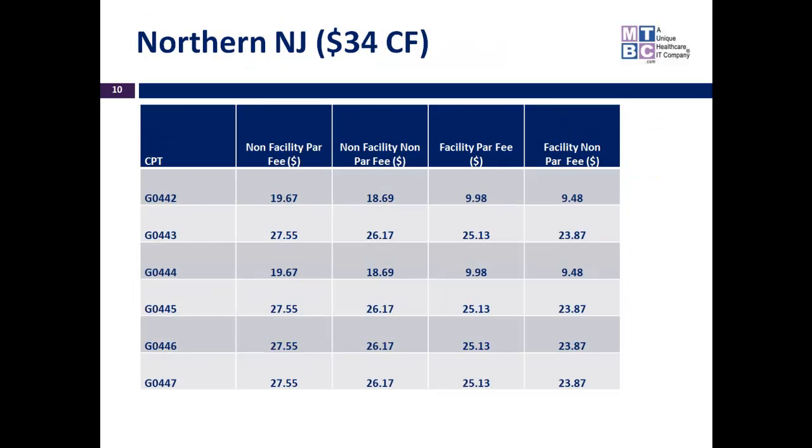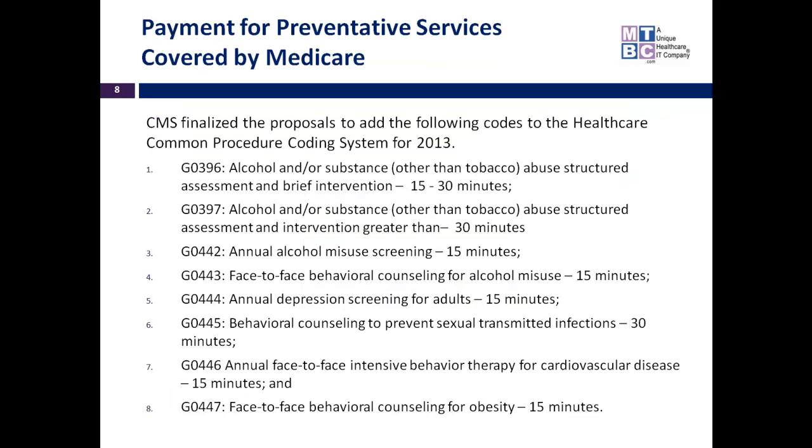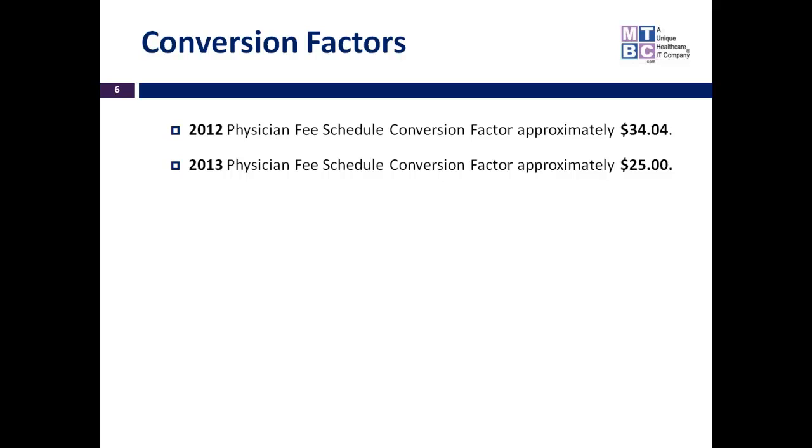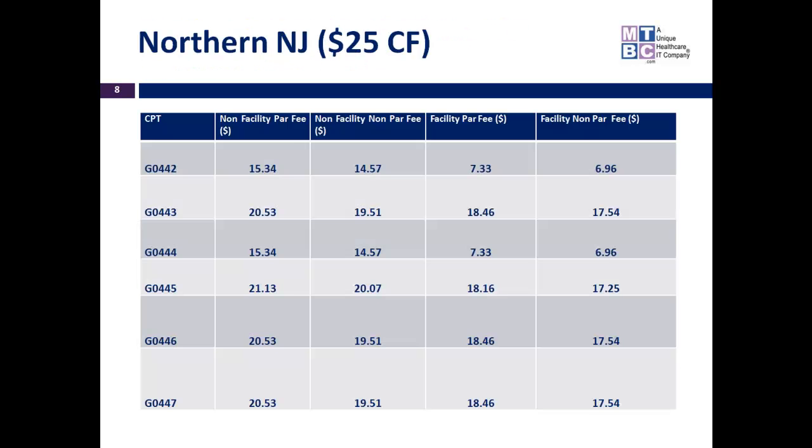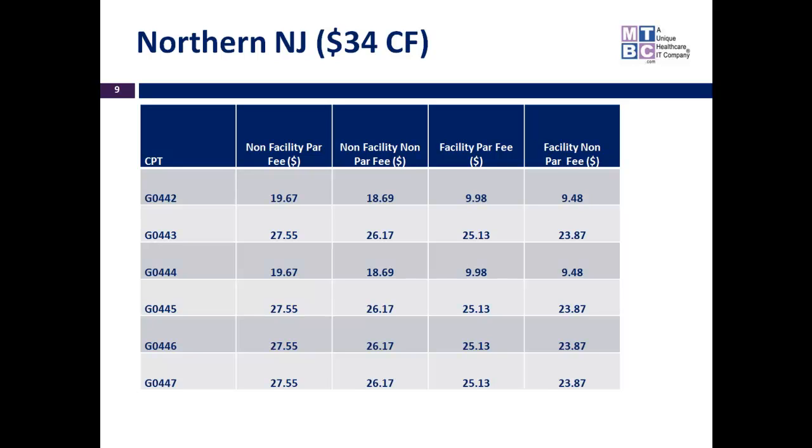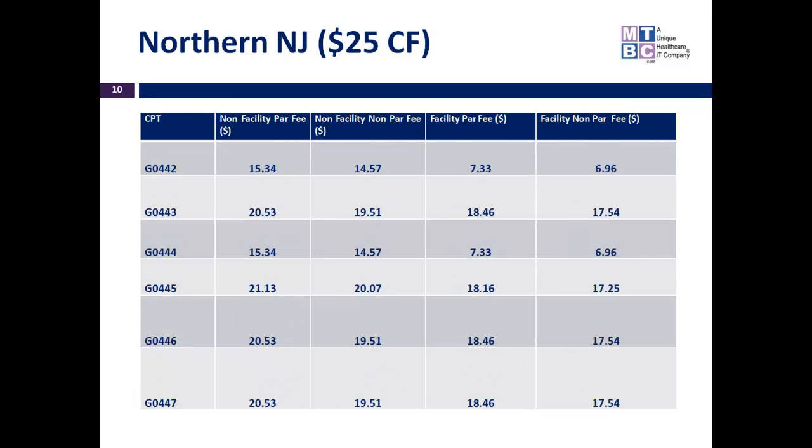And here are the same exact codes also for Northern New Jersey, but these have the 2012 fee schedule conversion factor. If Congress acts, which most people expect Congress to do, the conversion factor will be something close to $34. It'll be very, very similar to 2012, and these will be the codes. As you can see, even in the very low reimbursement rates, around $20, $30 across the board for the non-facility fee, there's a pretty substantial difference.